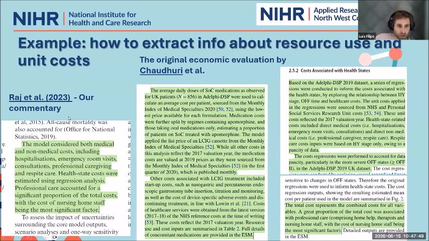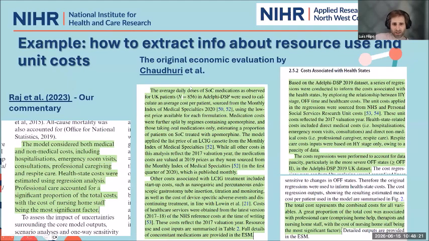So in this case, Raj et al. is ours. We have that the model considered both medical and non-medical costs, including hospitalizations, emergency room visits, consultations, professional caregiving, and respite care. Health state costs were estimated using regression analysis. Professional care accounted for a significant proportion of the total costs, with the cost of nursing home staff being the most significant factor.